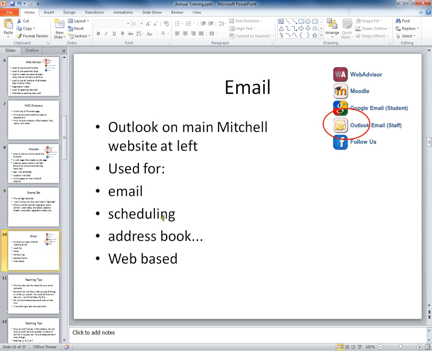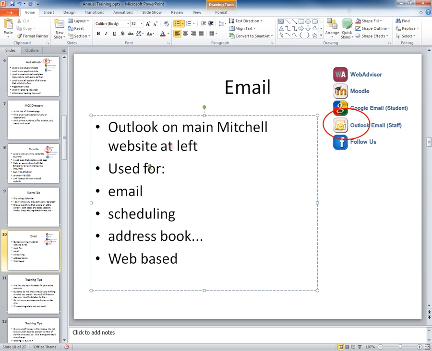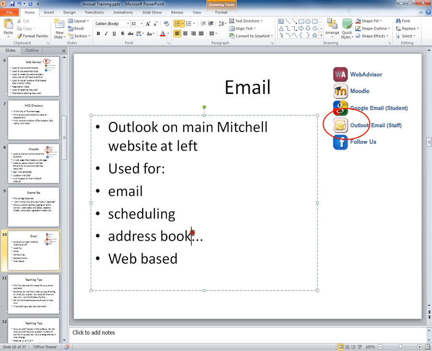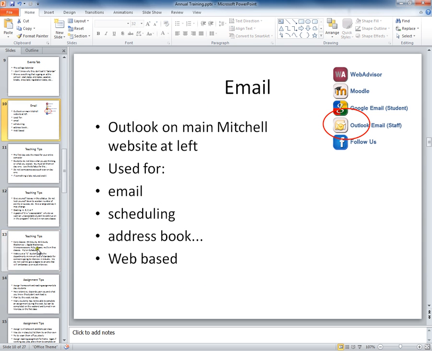Okay, email, of course, is on the main site. It's Outlook. You use it to do email, scheduling, address book, and it's web-based. I would suggest using the scheduling feature, and that's something that not a lot of people do, but you have the ability to look at people's schedule and put all your things on the schedule so everyone else can see your schedule. It's a very good thing to do.